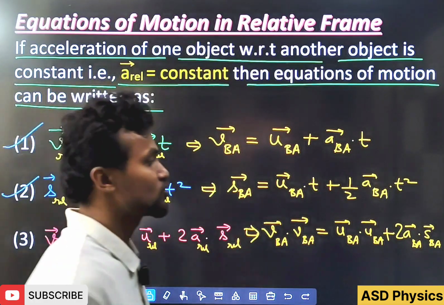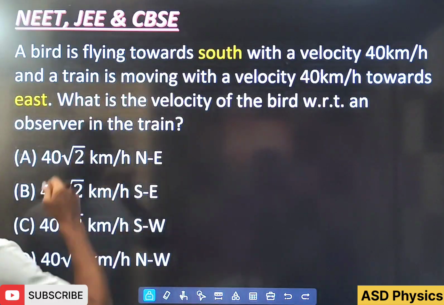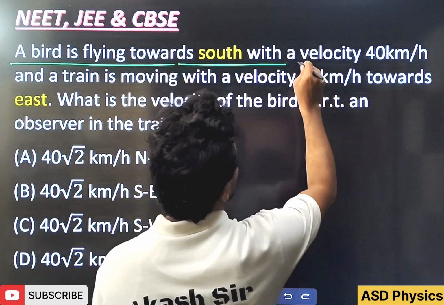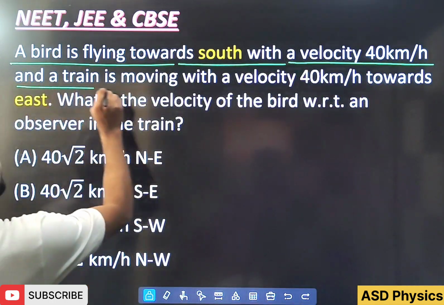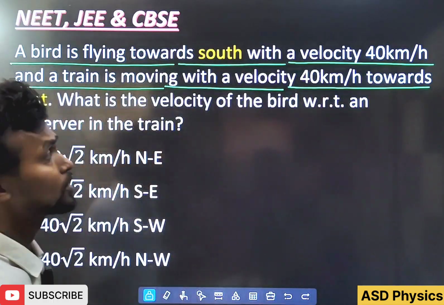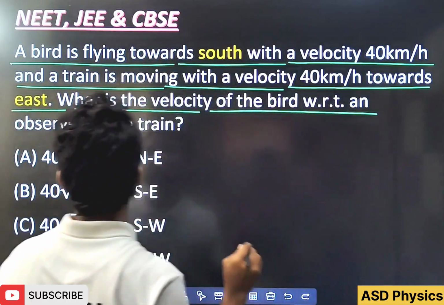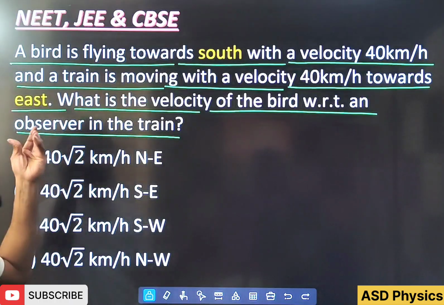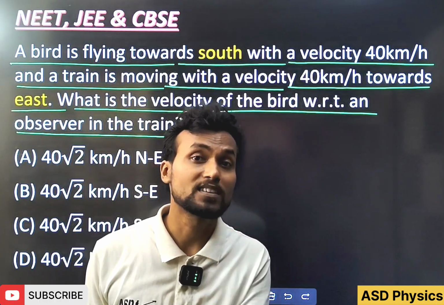Now what we will do? We will just solve here some questions. So see here, one basic question is there. See, a bird is flying towards south with a velocity 40 km per hour and a train is moving with a velocity 40 km per hour towards east. What is the velocity of bird with respect to an observer in the train? So you can see very well, observer is inside the train. That means we have to calculate velocity of bird with respect to train.